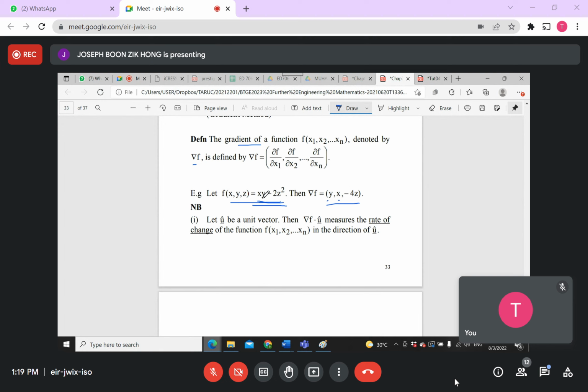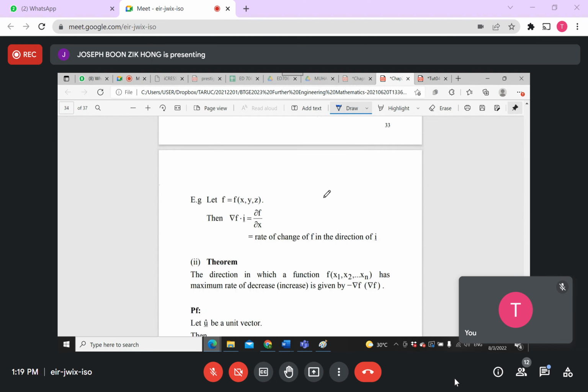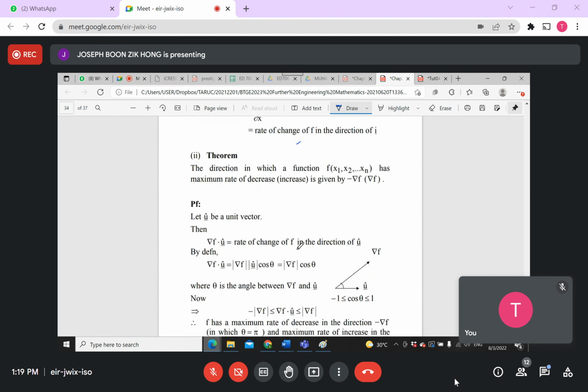Now this one is extra knowledge for you. Let's say this is a unit vector. Your del f dot product with your unit vector is the rate of change of this function in the direction of u. This one is another example, later you can see.